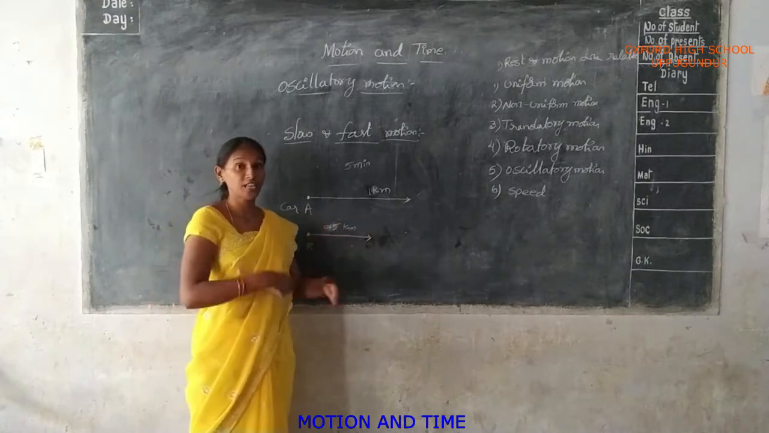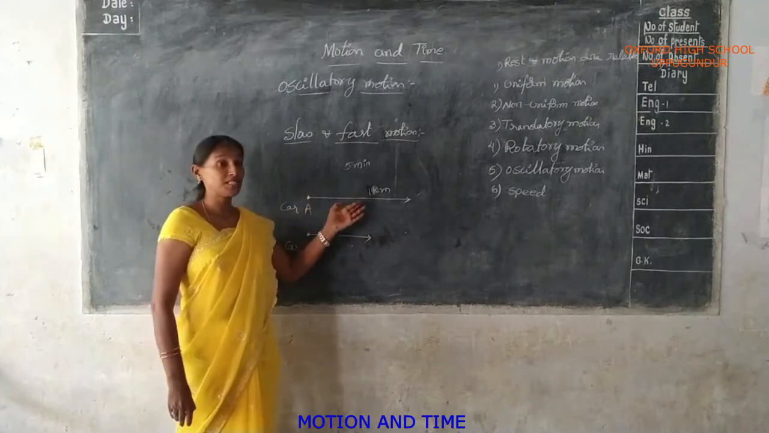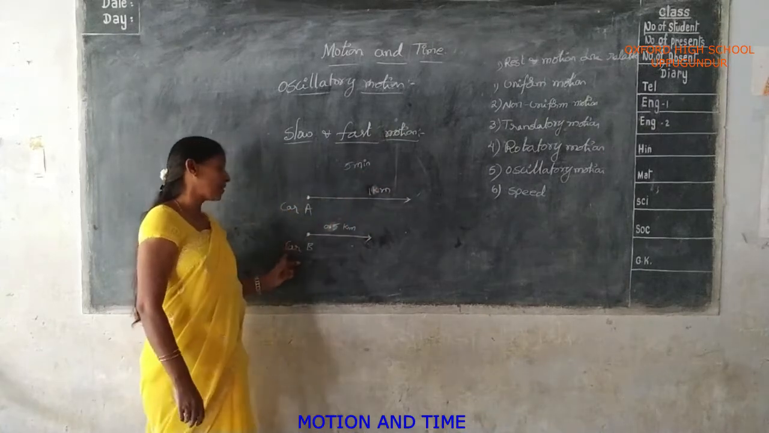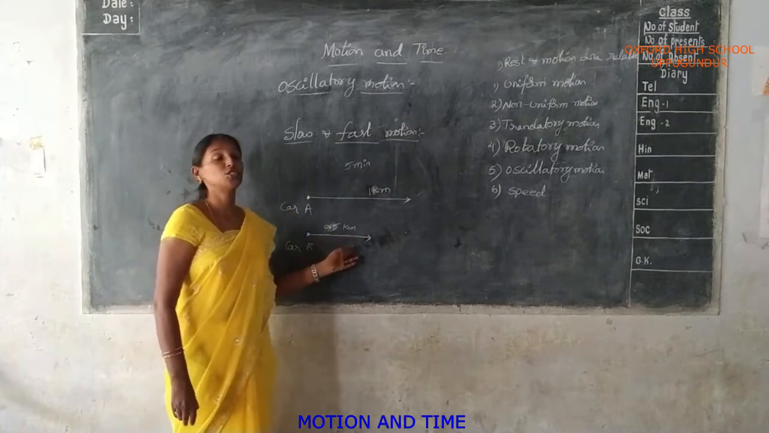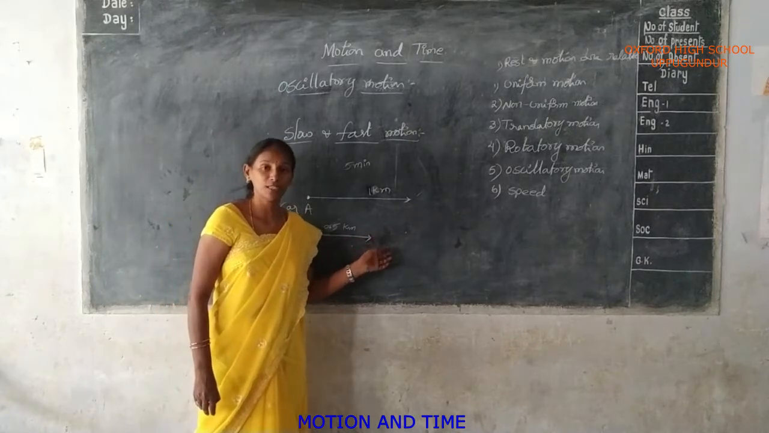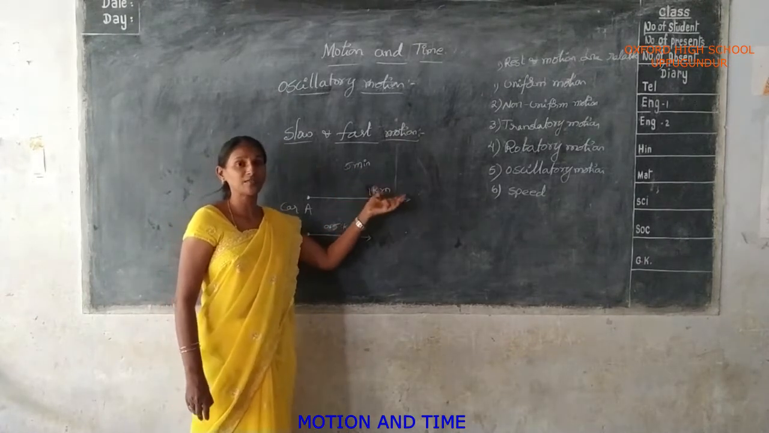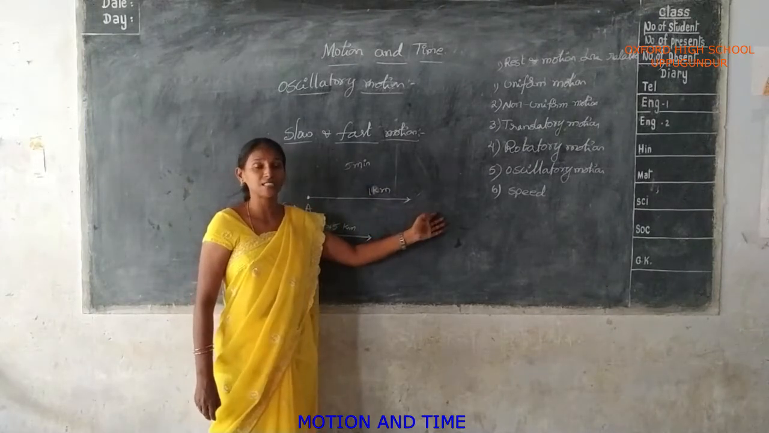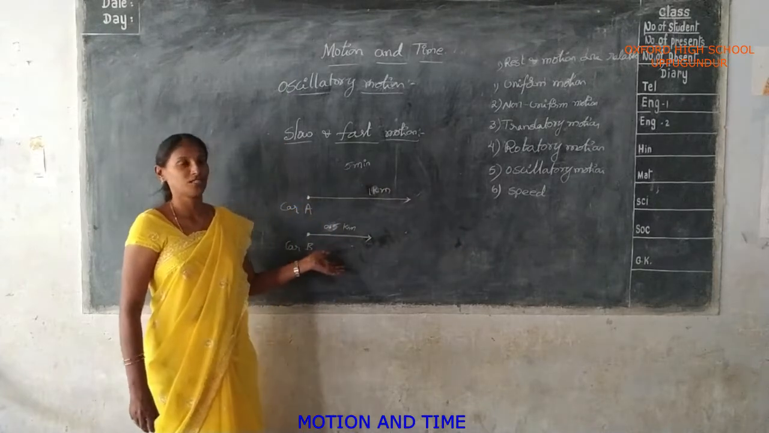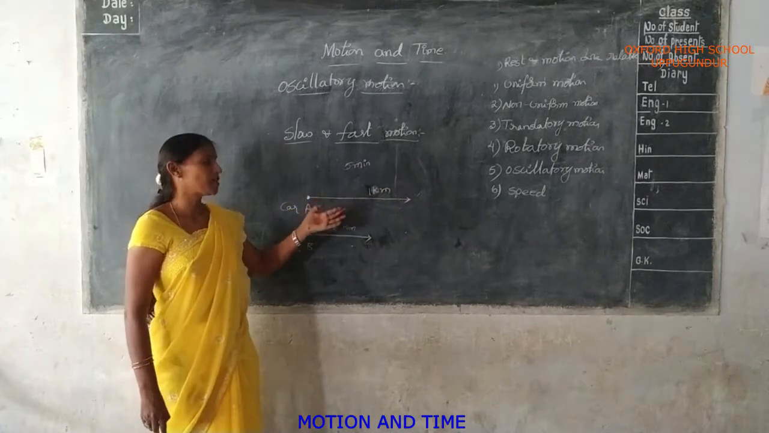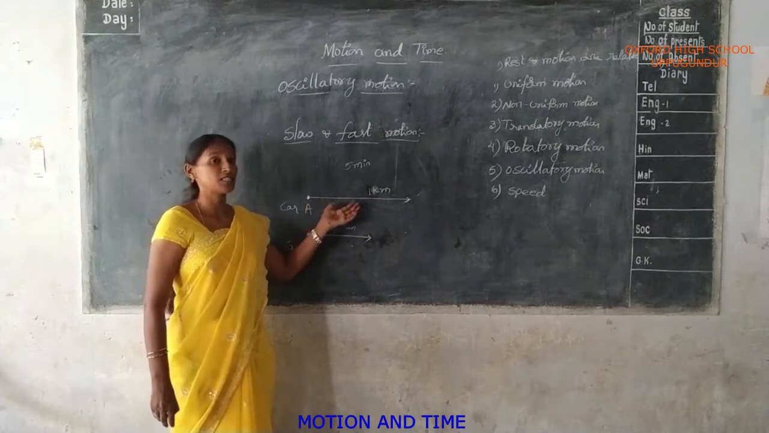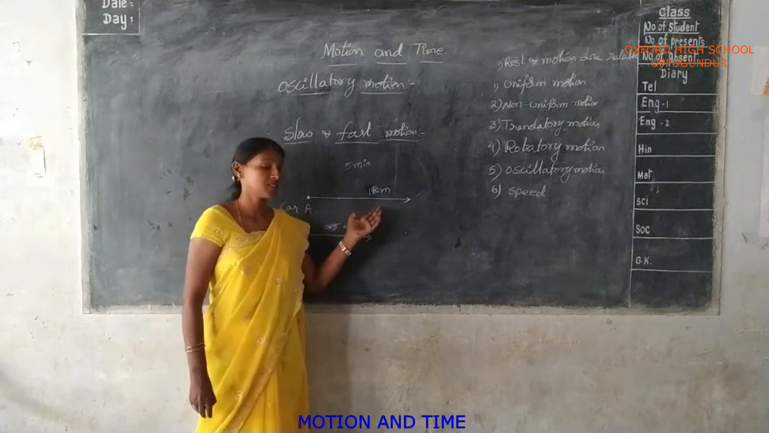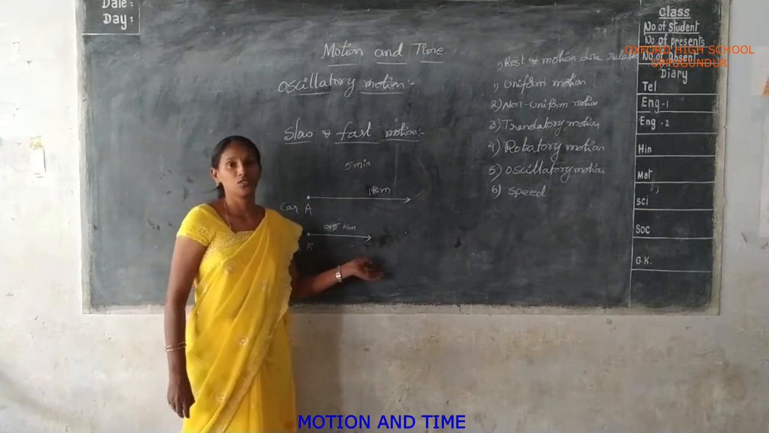Car A is moving very fast because it completes 1 kilometer in the time interval. Yes or no? But car B covers just 0.5 kilometers in the same time interval. The time intervals are the same, but the distance covered varies. So automatically you can identify which car is fast and which is slow. Car A is moving very fast and car B is moving slow.